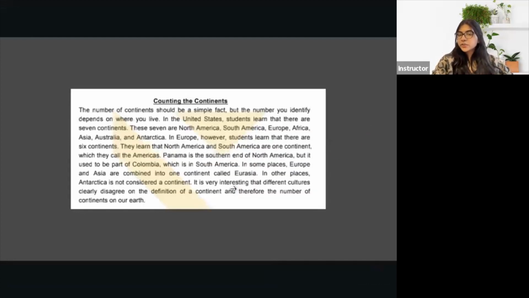So this exercise was really good for you to recognize that the topic sentence is what you're going to link all of your supporting details to. The way you're going to know that there is a redundant sentence, or a sentence that does not belong, is by looking back at the topic sentence and seeing that it doesn't align with that, right? So the number of continents should be a simple fact, but the number you identify depends on where you live, right? Then we decided "Panama is the southern end of North America, but it used to be part of Colombia" was the redundant sentence, right?